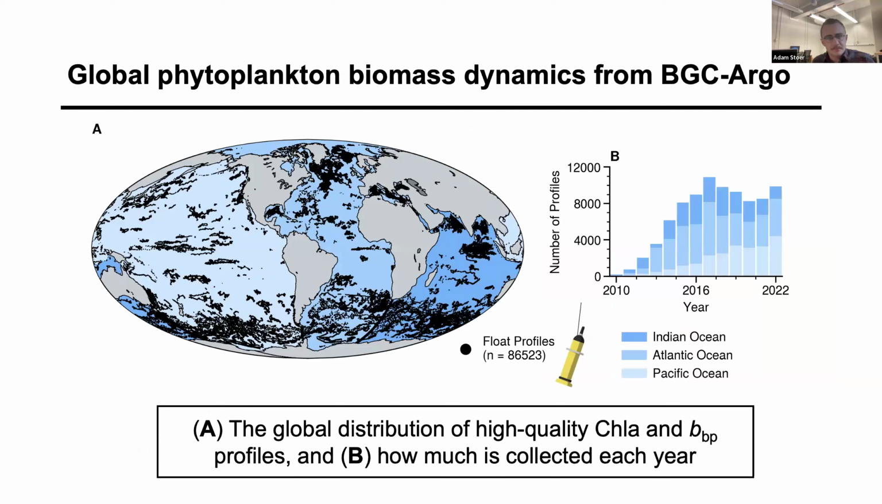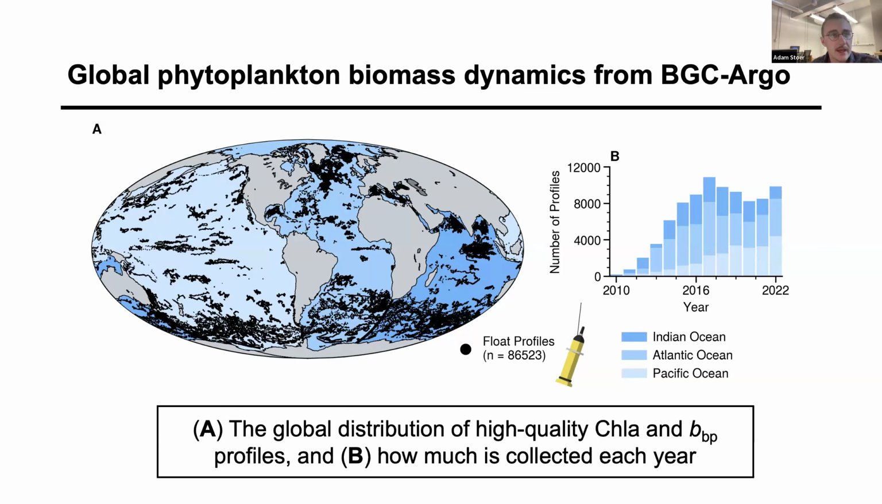Like in that map I had before, we have pretty good coverage. What you see in that map there, we have high quality chlorophyll A and backscattering profiles following a very similar quality control to what BGC Argo already implements for chlorophyll A, and the algorithm suggested by Giorgio D'Ortenzio and colleagues.